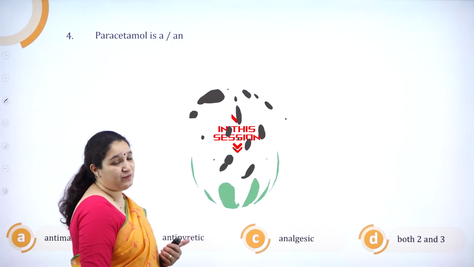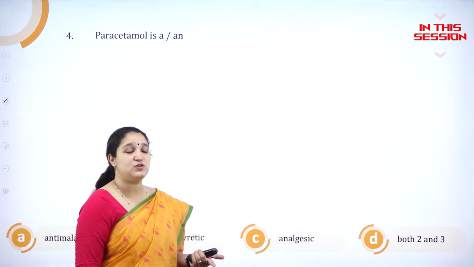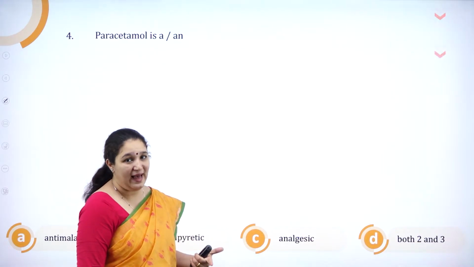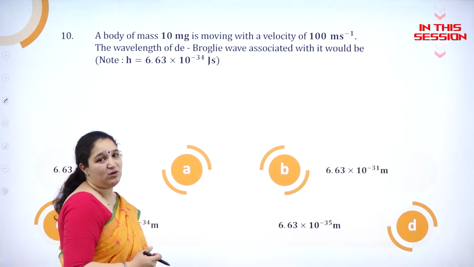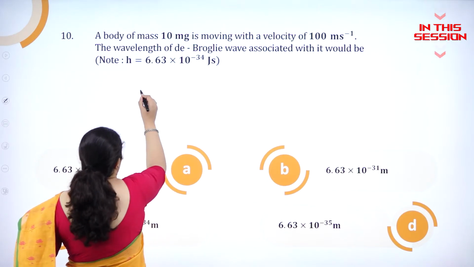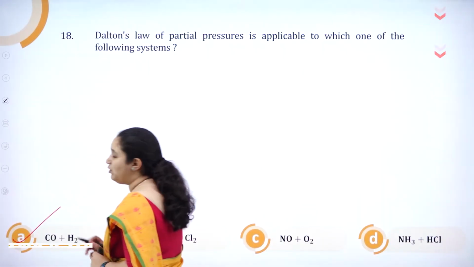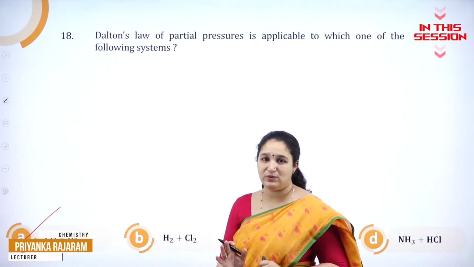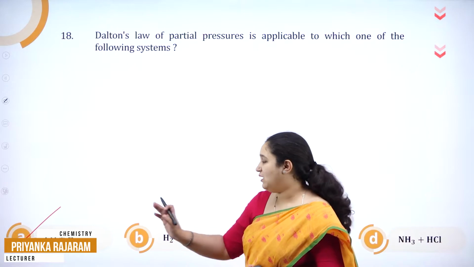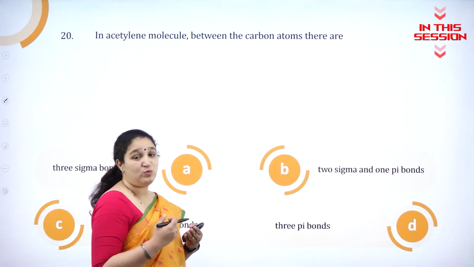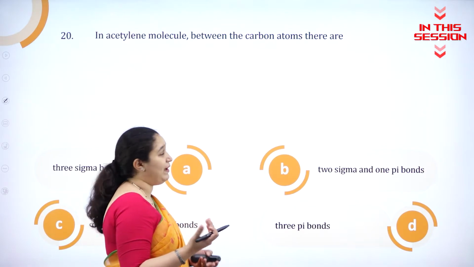Paracetamol is used for fever as well as it is used as painkiller. So it is an analgesic as well as an antipyretic. So what is de Broglie's equation? Lambda is equal to H by mB. Carbon monoxide with hydrogen does not react with one another, so we can apply Dalton's law for this particular mixture. Whenever there is a triple bond, one should be sigma bond and the two should be pi bond.